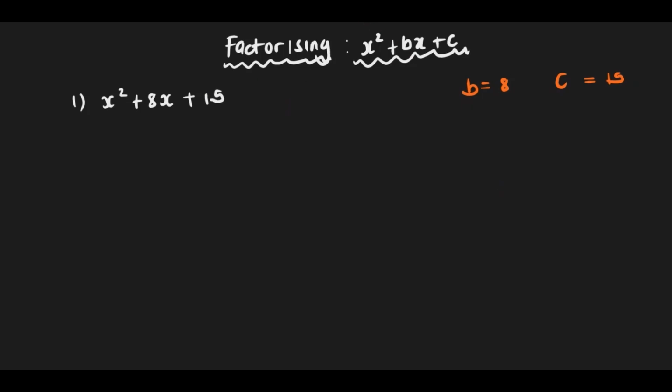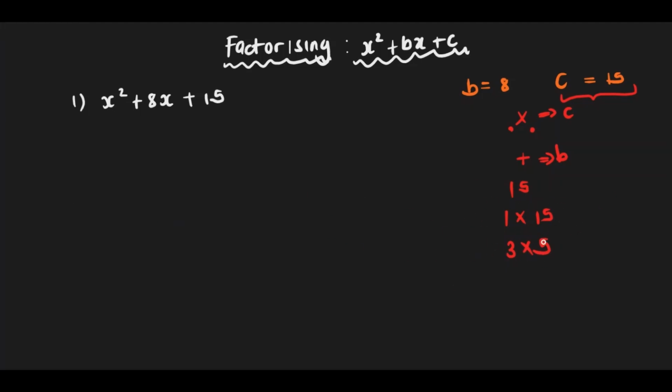What it says is that we need to find the factors of 15 so that when we multiply those two factors, we get c, and when we add those two factors, we get b. So that's what we need to do. Let's find the factors of 15. It's going to be 1 multiplied by 15, then 3 multiplied by 5. These are the only factors of 15, right?